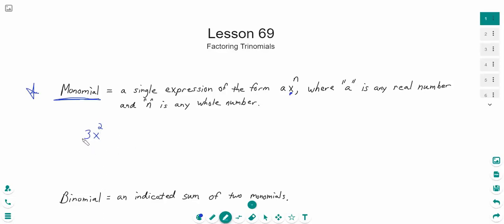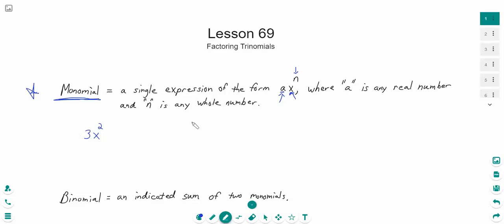And then finally we have this 3, which is standing in for this a right here. So you might think of the a as being the coefficient, the x as being the variable, and then the n as being the power of the variable. All right, we need all three of those things in order for a term to be classified as a monomial.